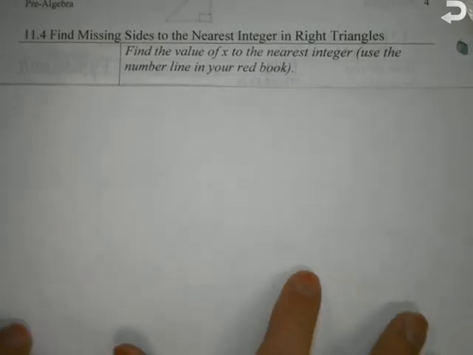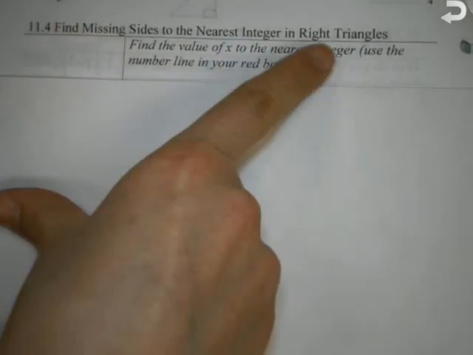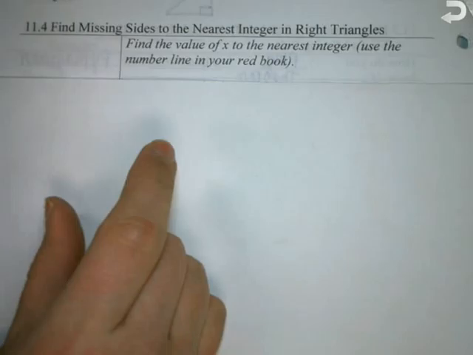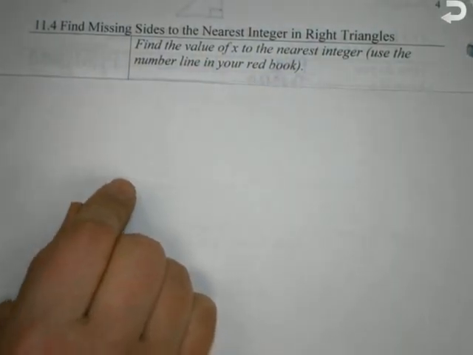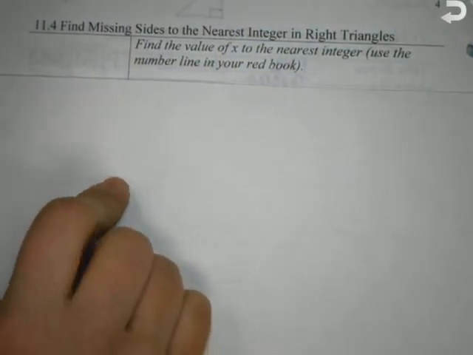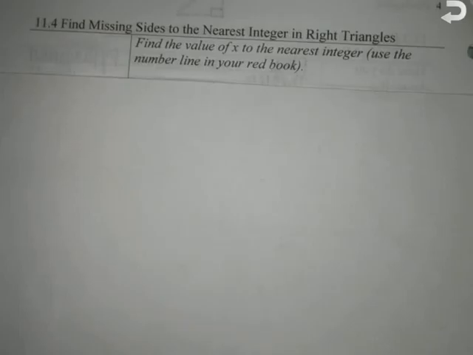So today we're going to be working very similar kind of stuff to what we did on Friday. We're going to find missing sides, but this time we're going to get square roots that aren't perfect squares all the time, which means we're going to have to estimate, which is why everybody needs to have their red book out, because there is a number line there.